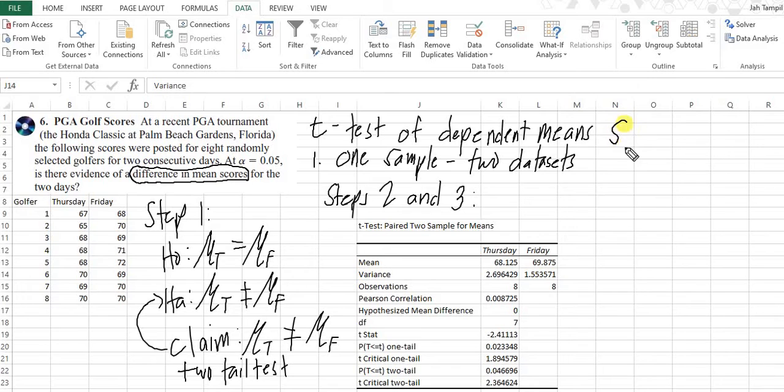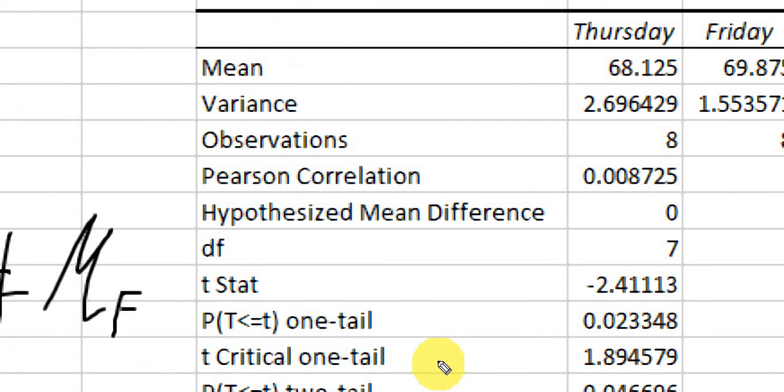For step 4, let's see what we would need to check. Since this is not equal to, it has to be a two-tail test. Therefore, we will look at the p-value for two-tail. So let's zoom in on that. This is the mean, the variances, and all that, and two-tail. So we have 0.0466 or 0.05.